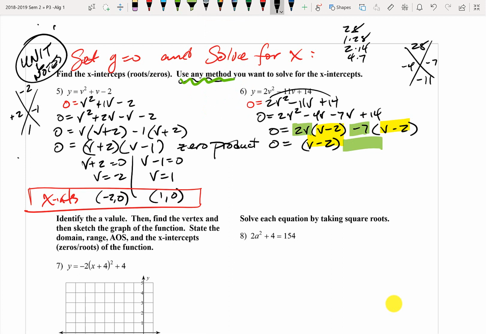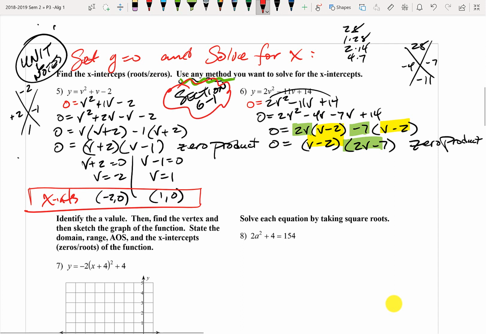So what does that look like? So we have 2v minus 7 here. Now you have another zero product. And if you use your notes, let's see, oh, it's section 6.1. So section 6.1 notes, factoring notes. So take these out, guys. Unit 6, section 1, solving by factoring. All right, you set each equal to 0.